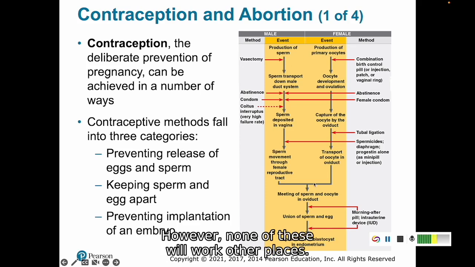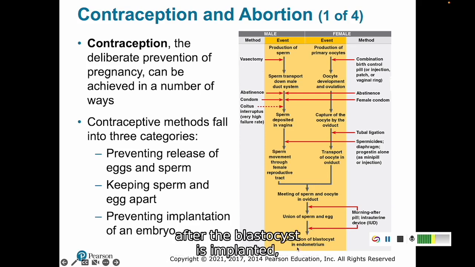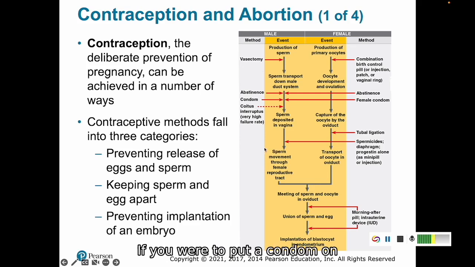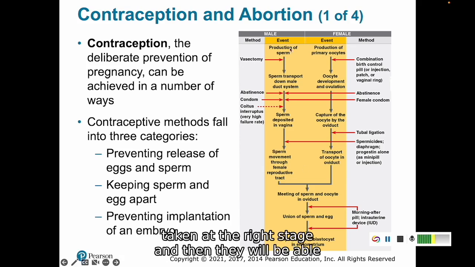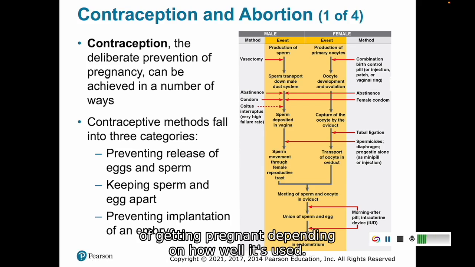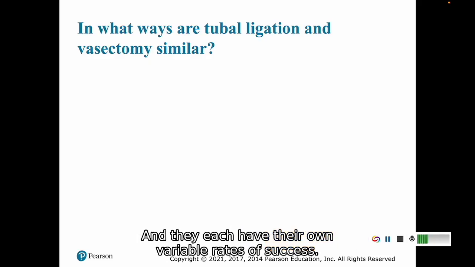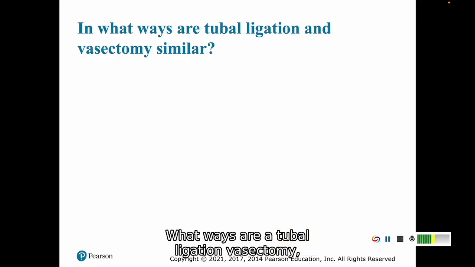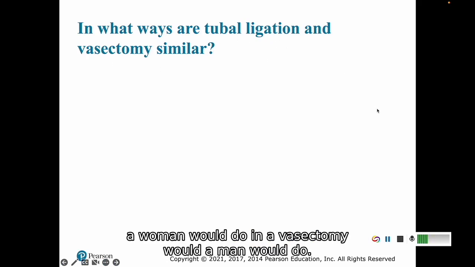However, none of these will work at other stages. So if you were to take the morning after pill a week later, after the blastocyst is implanted, it's not going to do anything. If you were to put a condom on after the sperm is in the vagina, it's not going to do anything. So they have to be taken at the right stage, and they will be able to affect your likelihood of getting pregnant, depending on how well it's used, and they each have their own variable rates of success. Okay, in what ways are a tubal ligation and a vasectomy similar? Tubal ligation being what a woman would do, and a vasectomy what a man would do.